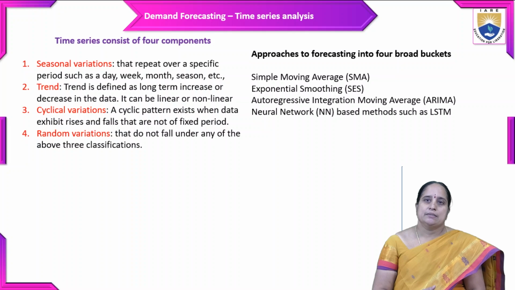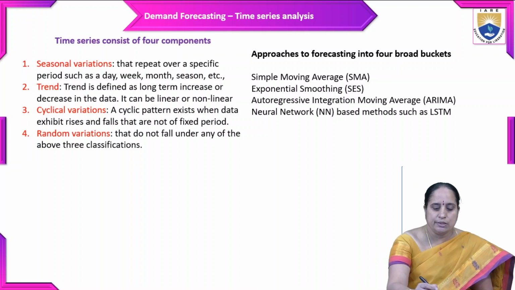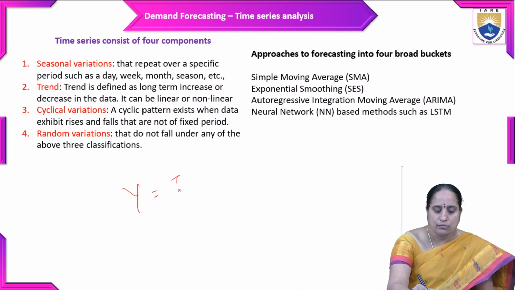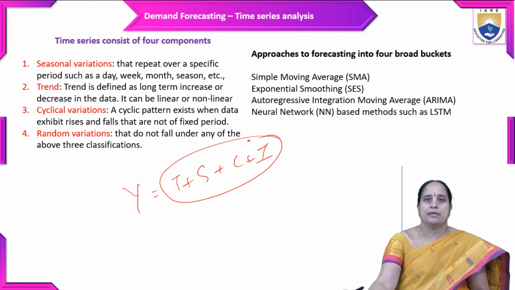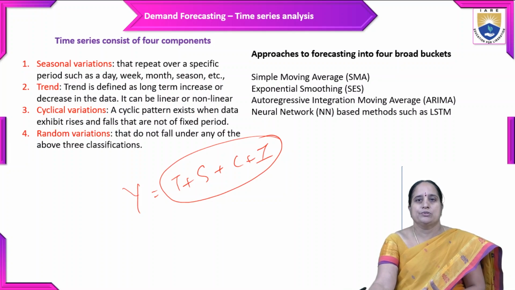And time series analysis. A time series consists of four components, where the time series is denoted as a combination of T plus S plus C plus I. These four components we are going to analyze: seasonal fluctuations, the trend, cyclical variations, and random variations.